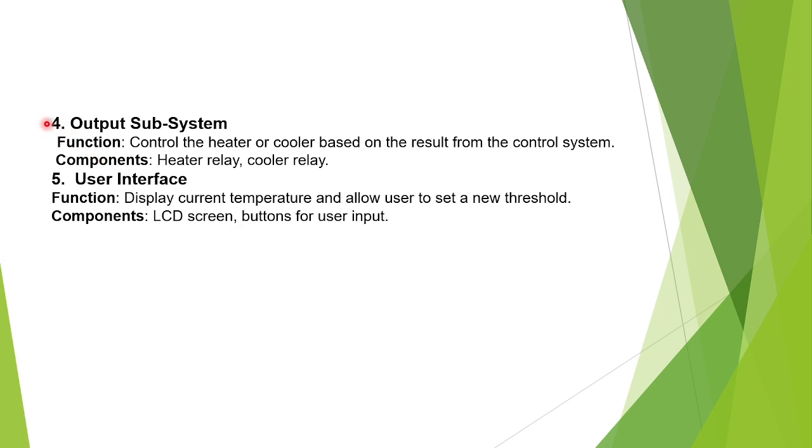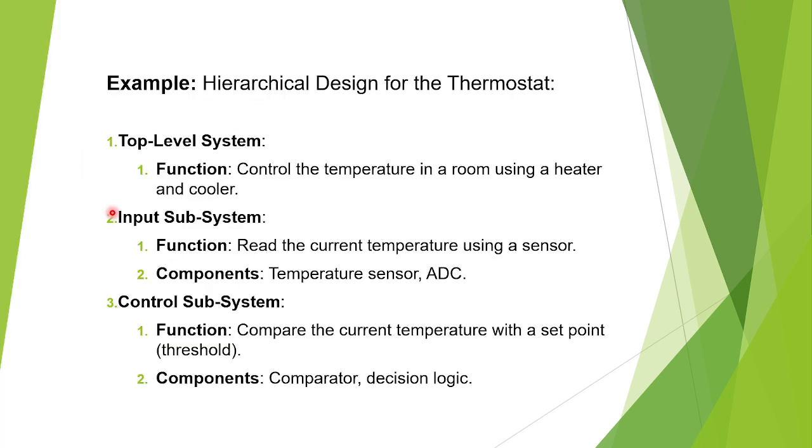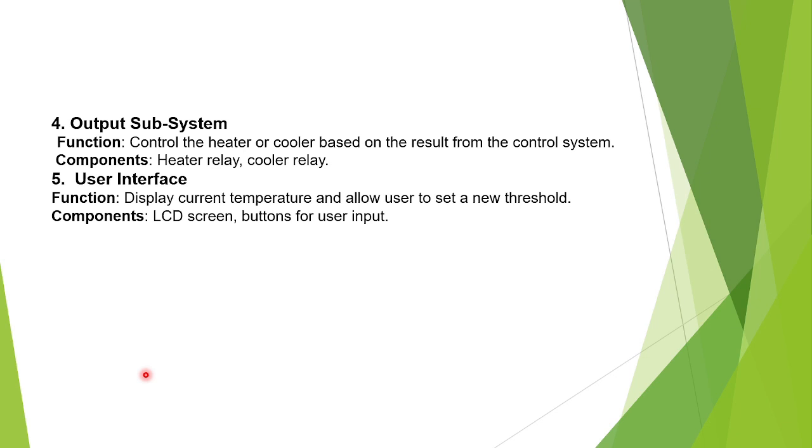Now we are going to see its output subcomponents. After all these three steps we see the fourth one, which is the output subsystem. And what is the function of this output subsystem? It controls the heater or cooler based on the result from the control system. What are the components? These are the heater relay and the cooler relay.